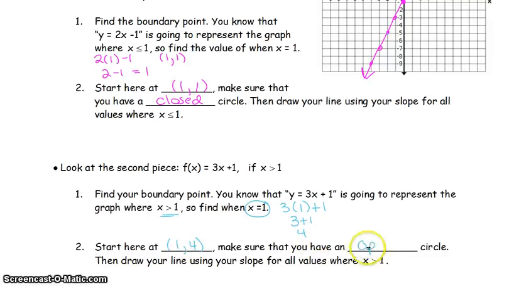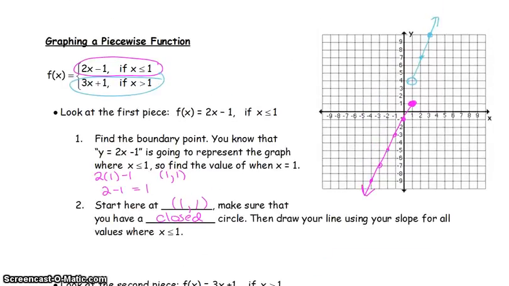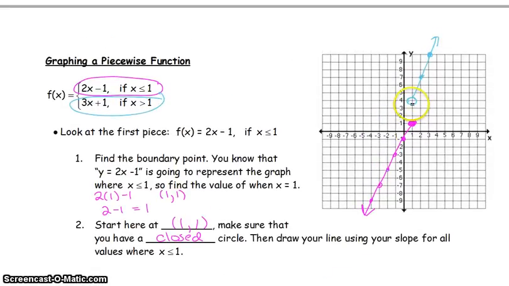And we're going to make sure that we have an open circle because our boundary said that it's greater than 1, not greater than or equal to 1. Then draw your line using your slope for all values where x is greater than 1. And we know that our slope is 3. So if we were to go back up to our graph, our starting point at 1, 4, we have an open circle, our slope of 3, and we want it when our x values are greater than 1. So we are looking when our x's are increasing, so we're moving to the right. Up 3, right 1. Up 3, right 1. So there are the two pieces to our piecewise function.